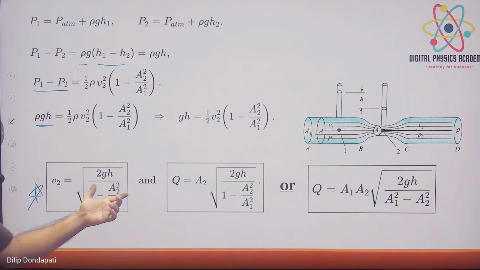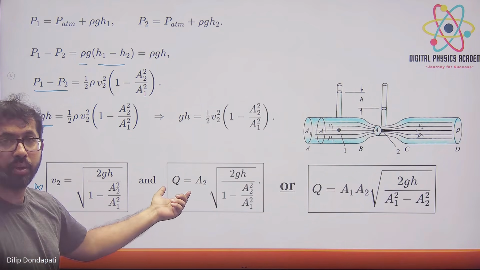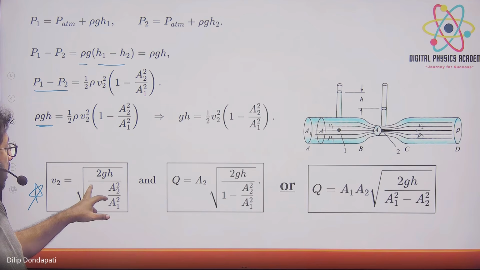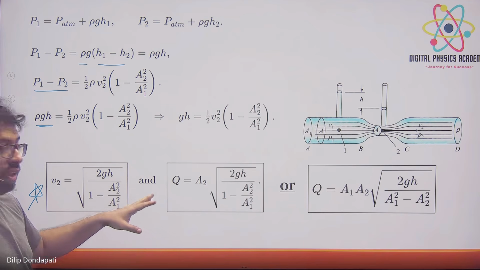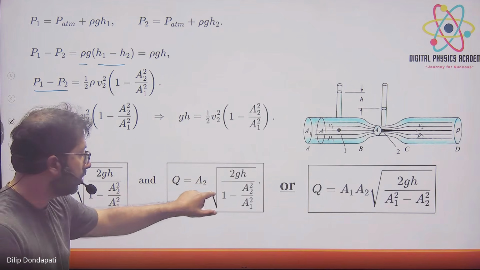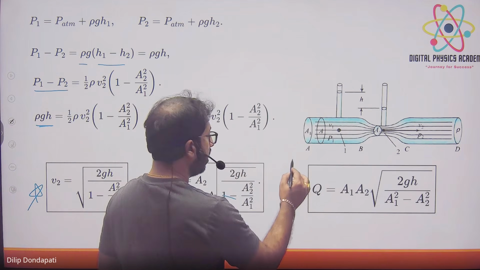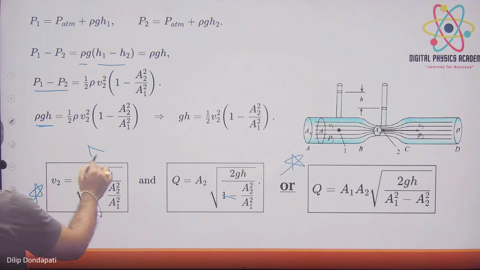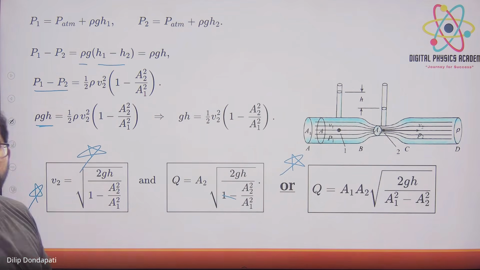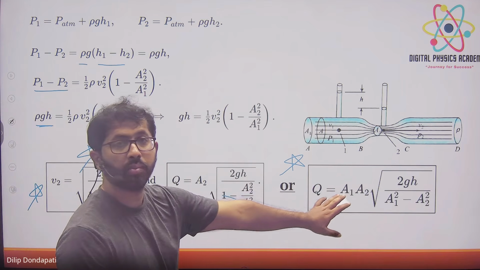If the velocity is known and you want the discharge, meaning the rate of flow, what will you do? Area into velocity, right? Area into which velocity? It is V2's, so the area is A2 times the velocity, this one. If you take the LCM and bring this to one side, we add this formula and this formula. Q is equal to A1 A2 under root 2GH by A1 square minus A2 square. This is the formula for this one.